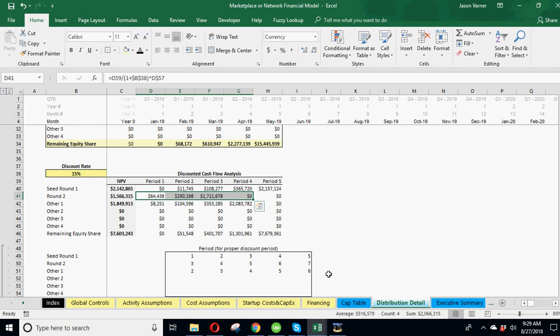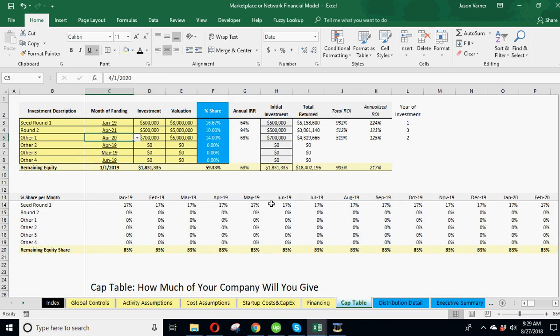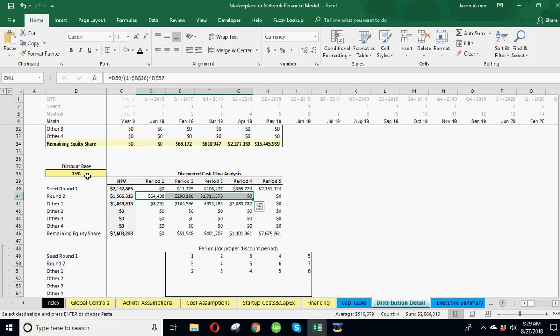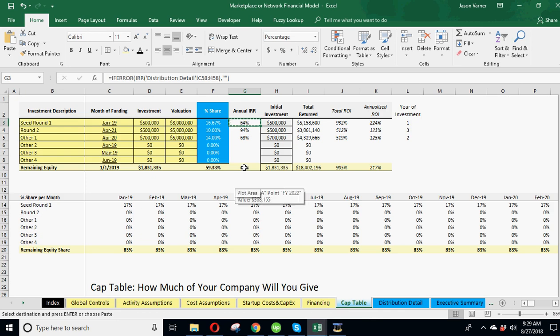Now here's the cool part, and this is why this all ties in. Look at the cap table. Look at the IRR for seed round one, 64%. The IRR is defined as what makes the net present value of the future cash flows zero. So I'm going to copy that. If I paste it into our discount rate, you can see the seed round one net present value equals zero. That's how you can tie out and check to make sure everything's all good.